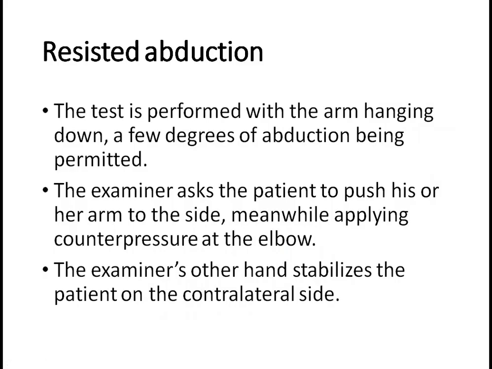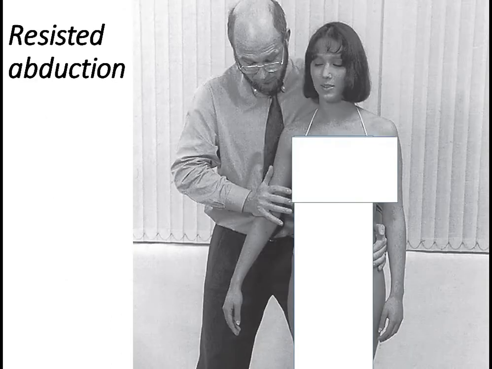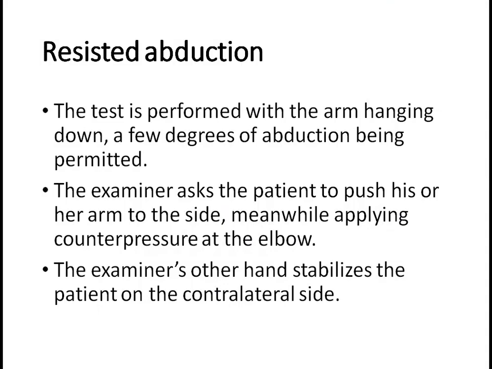The second resisted movement, which should be checked during the clinical examination of the glenohumeral joint, is the resisted abduction. In resisted abduction, the test is performed with the arm hanging down, a few degrees of abduction being permitted, like that, and the examiner asks the patient to push his or her arm to the side, meanwhile applying counter pressure at the elbow.